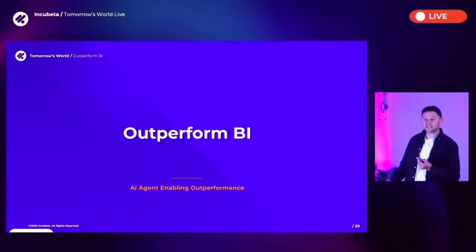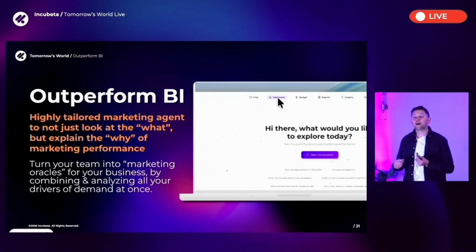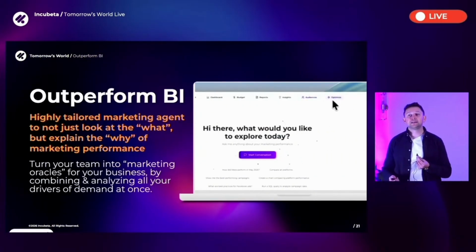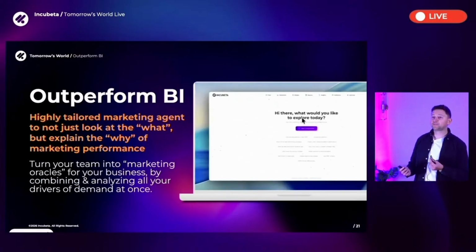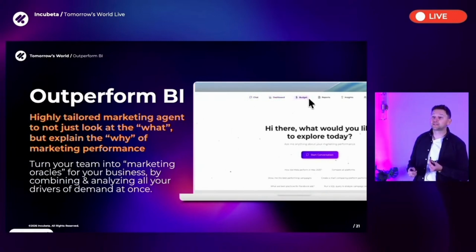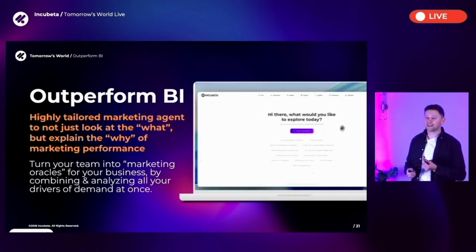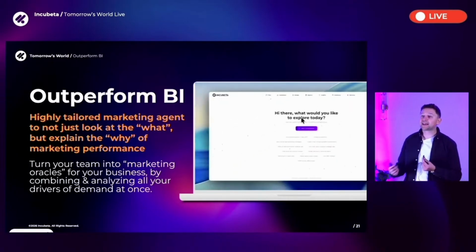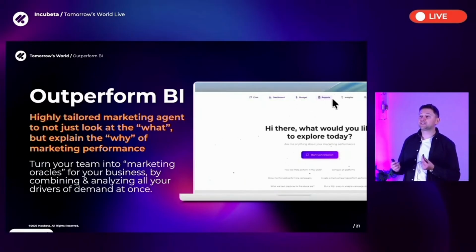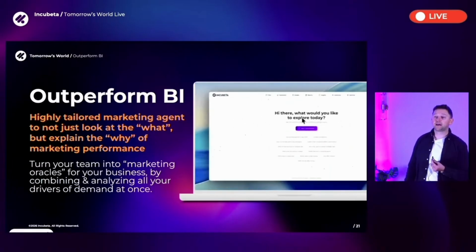So that's CPI. Next thing I want to jump into is Outperform BI, as Mike mentioned. Outperform BI is our tool, which is designed to be a highly tailored marketing agent to not only look at the what of performance marketing, but explain why the performance has changed. And what we really want to help our clients do is turn their teams into marketing oracles, which was actual feedback we got from one of our test clients, by combining and analyzing all the different data sources and all the different drivers of their demand and their business performance into a single point and a single agent that can be accessible at their ease.